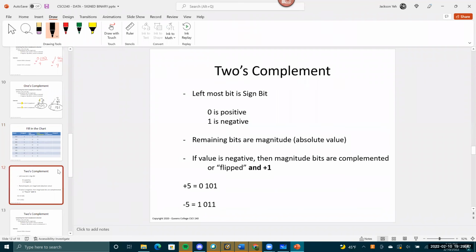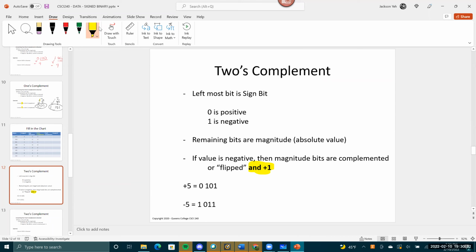And how does it do it? Well, let's look at the specs. With 2's complement, the leftmost bit is a sign bit, just the same as before. The remaining bits are the magnitude, the same as before. If it's positive, it's the same as one's complement and sign magnitude. The difference is if it's negative, then the magnitude bits are complemented just like one's complement, but you need one extra step, which is add 1. So when the value is negative, you have to not just flip the bits, but add 1 to the magnitude. Not to the whole number, add 1 just to the magnitude.